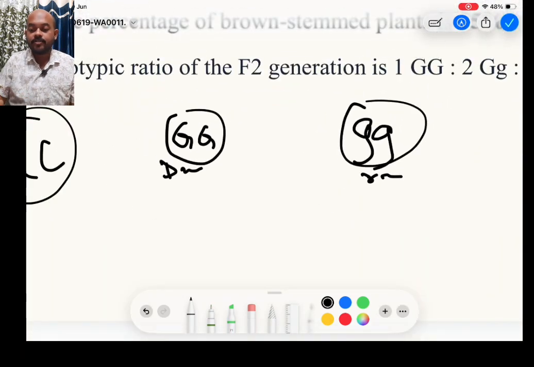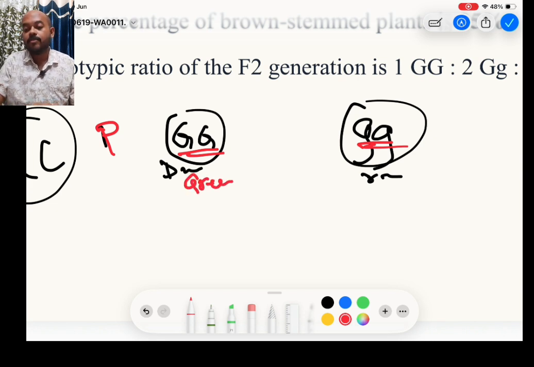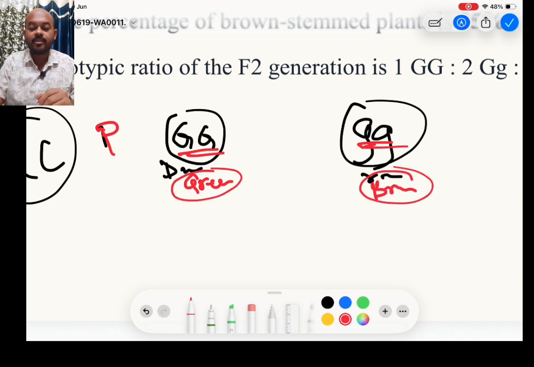This is the parental generation. Capital G and small g are both given. This one is green and this one is brown. Remember, green here is the dominant characteristic and brown is the recessive characteristic. As you can see, two capital G's are given. That means genes exist in pairs. That is why it is given.